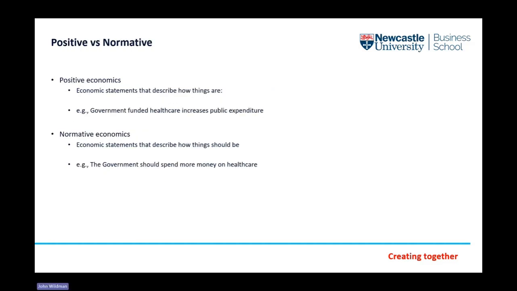Then we can split economics into two sorts of thought. There's positive economics, which is economic statements that describe how things are, for example, government-funded healthcare increases public expenditure, as opposed to normative economics, which is how things perhaps should be: the government should spend more money on healthcare. So we're trying to split up these ideas of positive and normative economics.